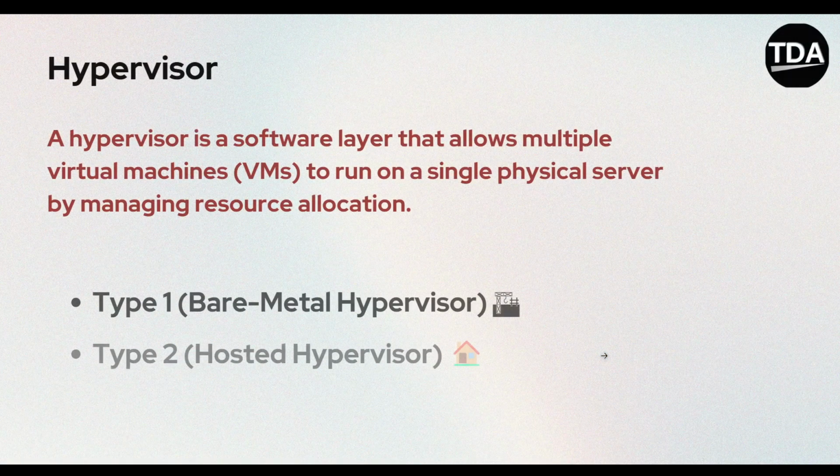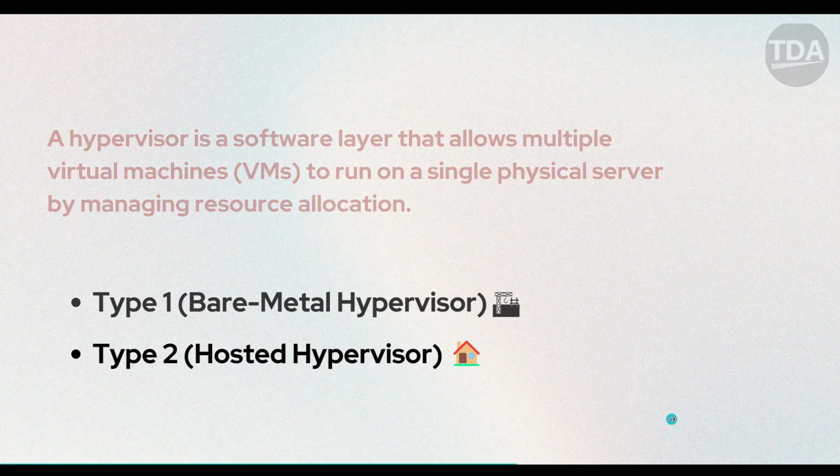So, how does virtualization actually work? The answer is with the help of a hypervisor. A hypervisor is a software layer that allows multiple virtual machines to run on a single physical server by managing resource allocation. There are two types of hypervisor. Type 1, the bare metal hypervisor, and Type 2, the hosted hypervisor.